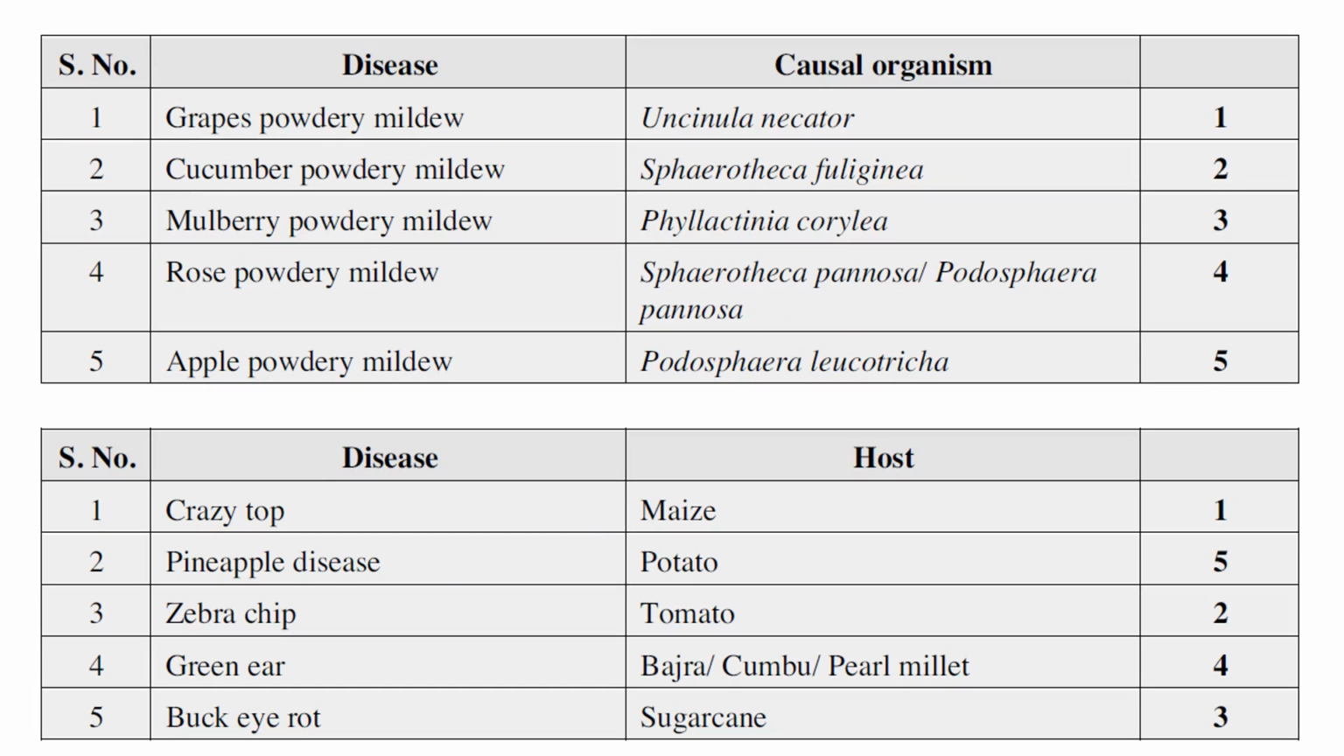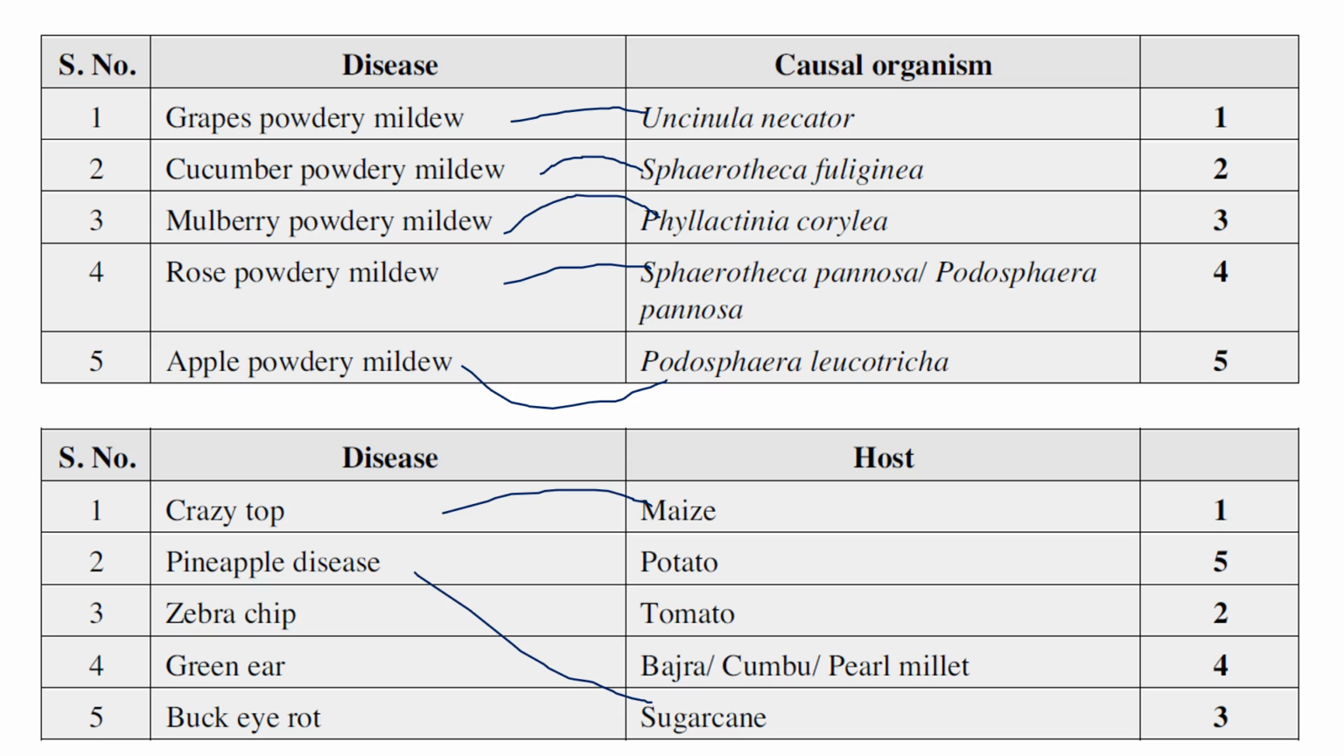The next one is the disease, and the right side is the causal organism. So grapes powdery mildew is caused by Uncinula necator. Cucurbits powdery mildew is caused by Sphaerotheca fuliginea. Mulberry powdery mildew, Phyllactinia corylea. Rose powdery mildew, Sphaerotheca pannosa or Podosphaera pannosa. Apple powdery mildew, Sphaerotheca leucotricha. Sorry, Podosphaera leucotricha.